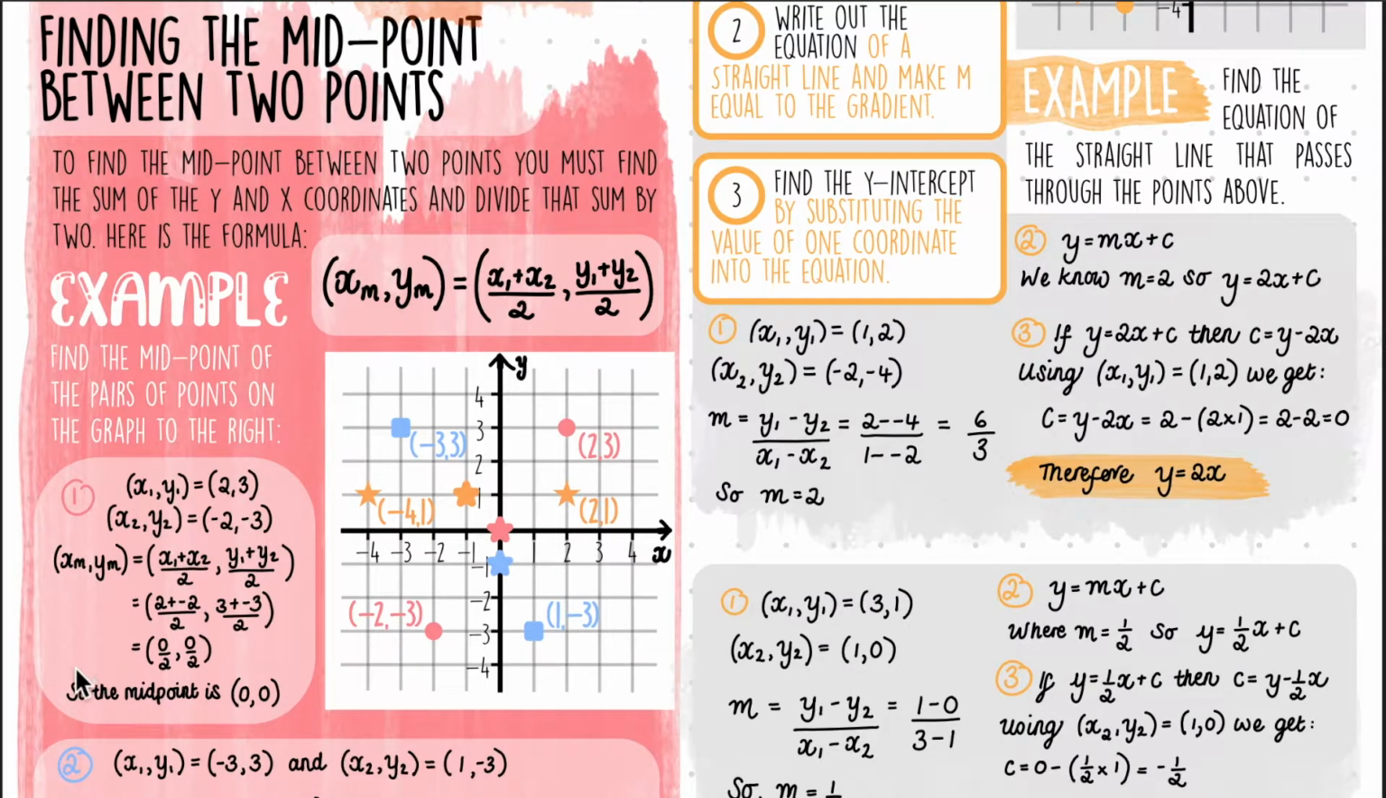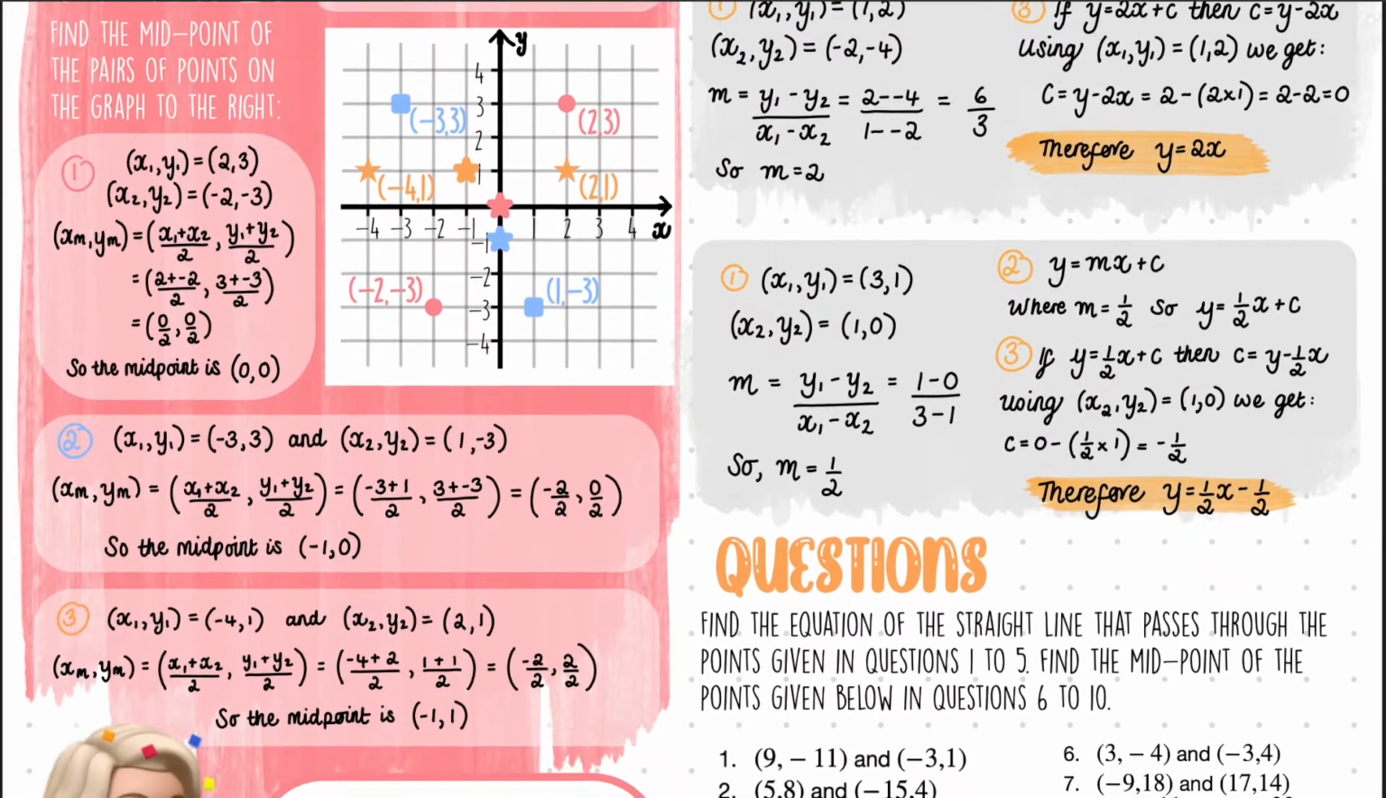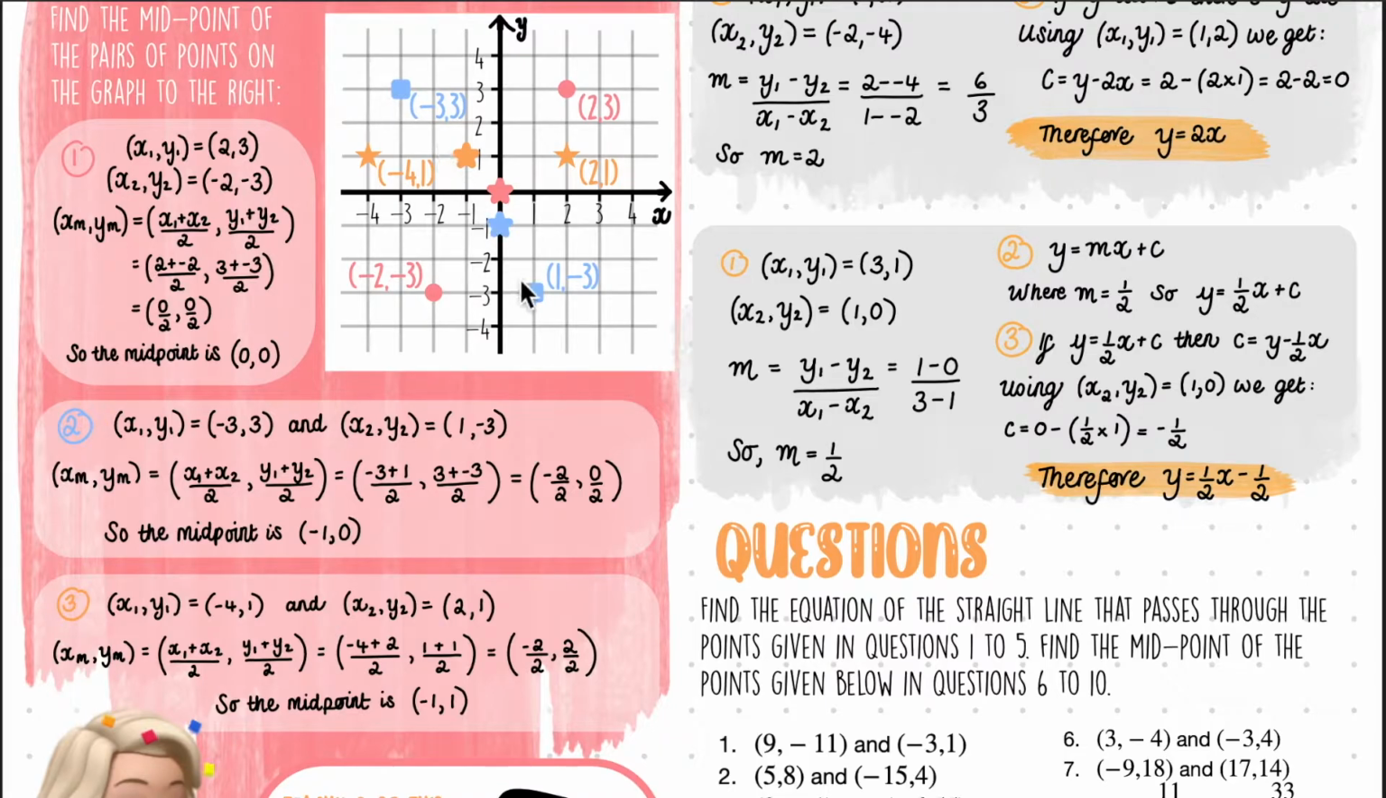And this is the midpoint between those 2 points, and it's indicated by this little star pink point here. So the coordinate 0, 0 is the midpoint of these 2 pink points. Let's have a look at another example. What about the blue points here? Let's find the midpoint of these 2.